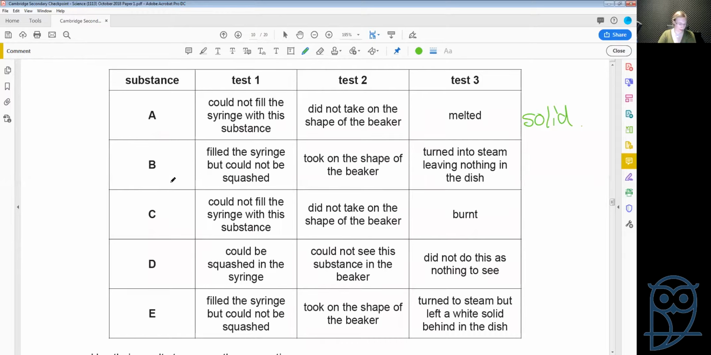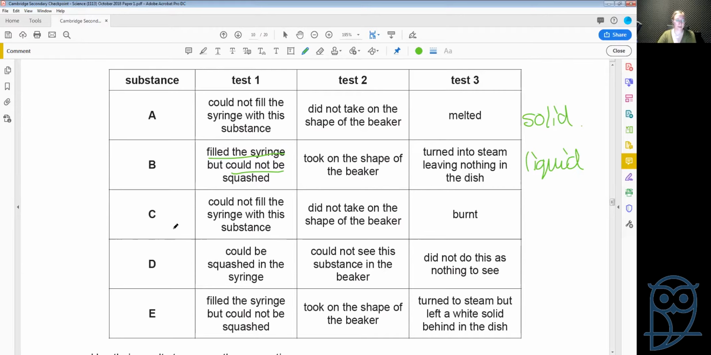So test B over here says they filled the syringe, but it could not be squashed. So this means that it's not a gas, because a gas can be squashed in a syringe, but it did fill it. So this should be a liquid. It took on the shape of the beaker, so it's still a liquid. It turned into steam, so this is probably water. So this is a liquid.